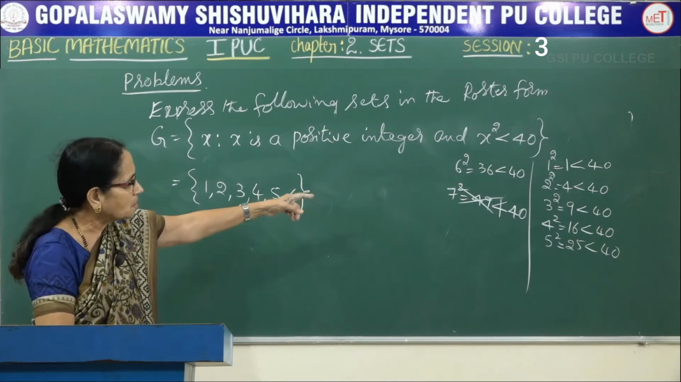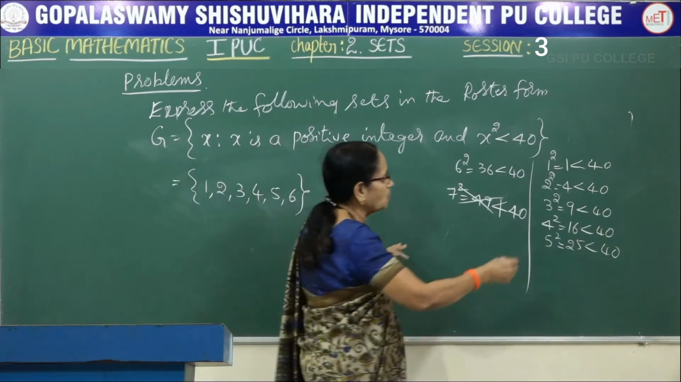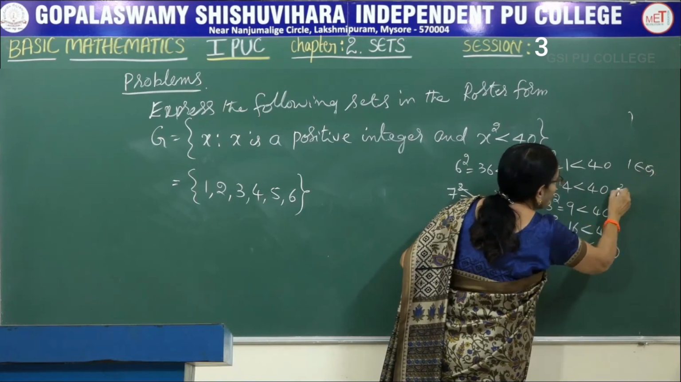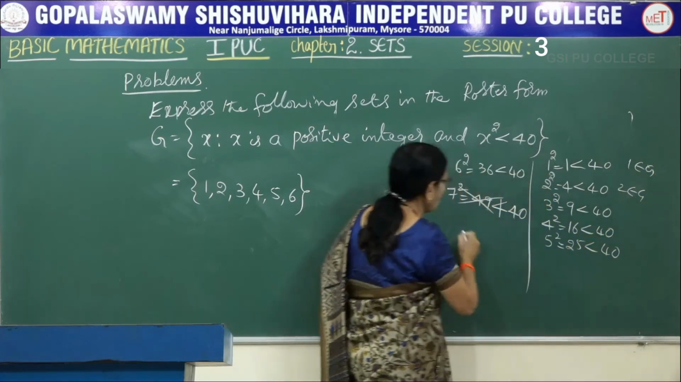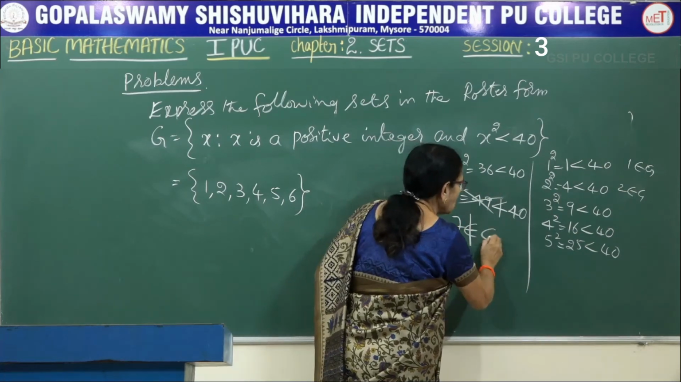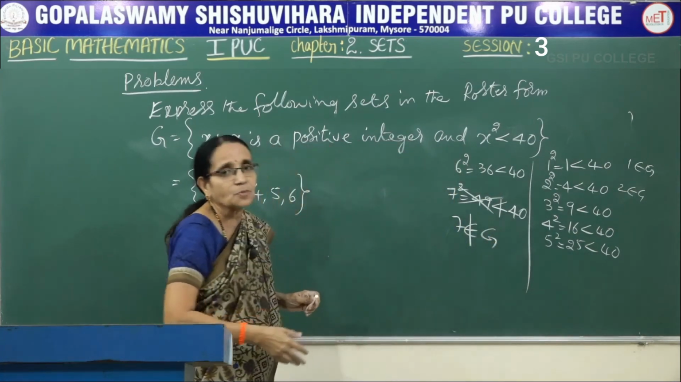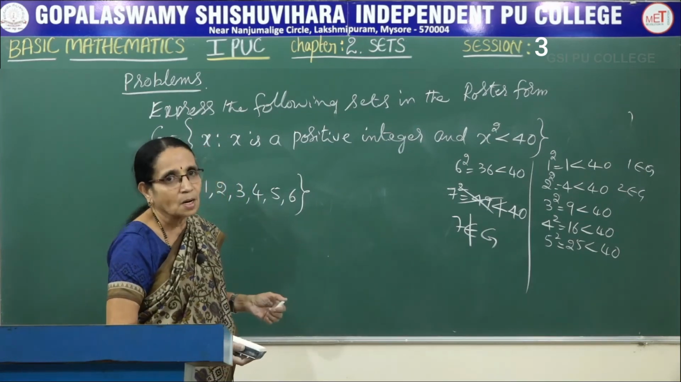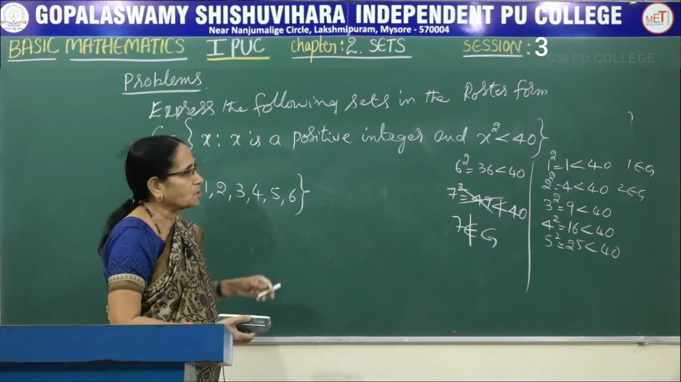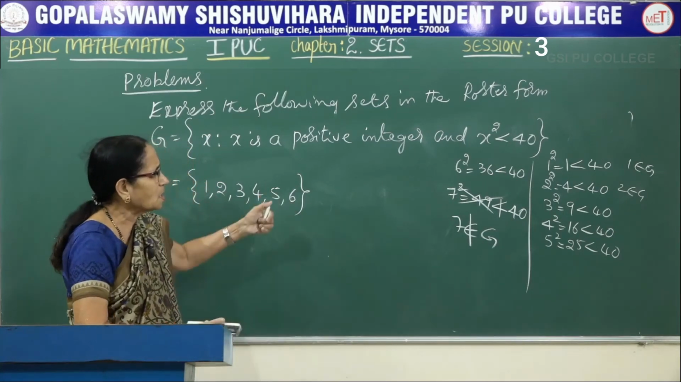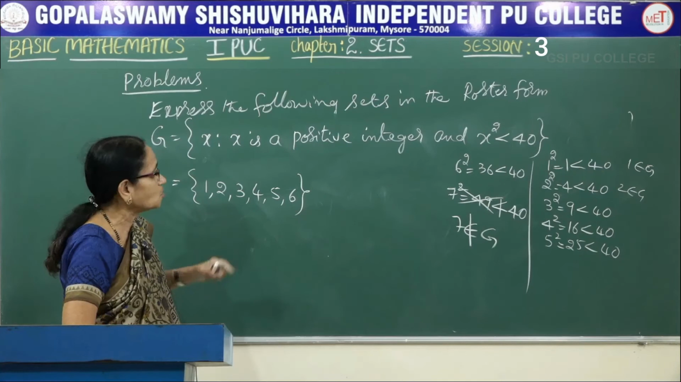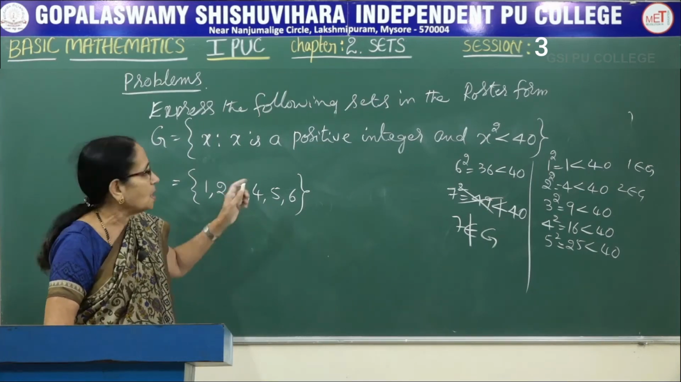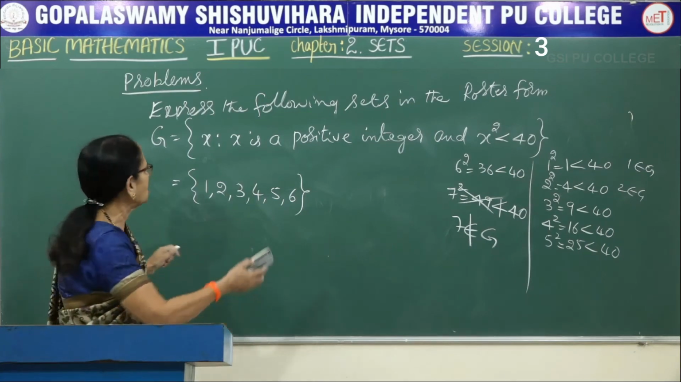Here also you can write, if you want, 1 belongs to G, 2 belongs to G, 3 belongs to G, and 7 does not belong to G, because the square of the number 7 crosses the number and is more than 40, therefore it should not be taken into consideration. So in such a problem it may take about 1 or more than 1 minute, so you have to do the calculation carefully, understand the condition carefully and then write the actual element.